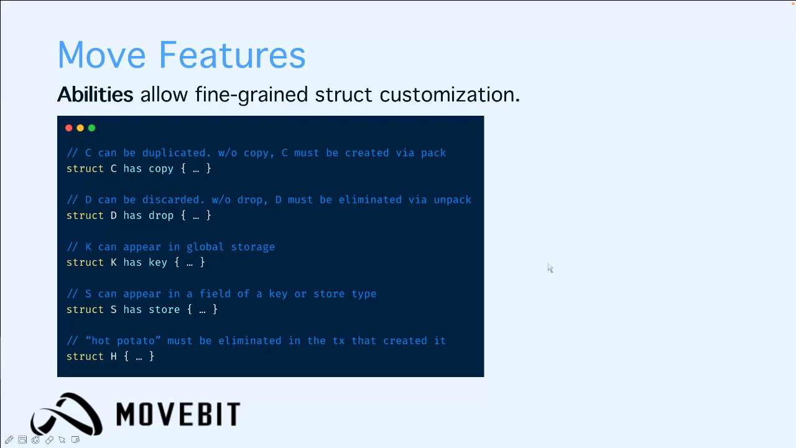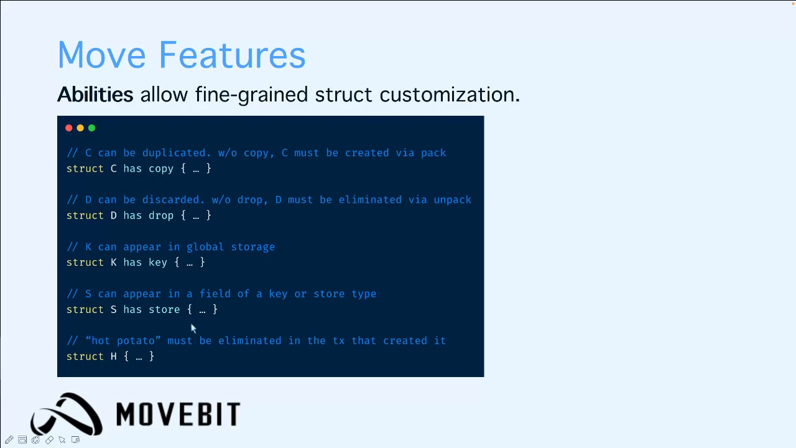As you can see here, if a structure C has the copy ability, then C can be duplicated, and without copy, C must be created via pack. If a structure D has the drop ability, then D can be discarded. Without drop, D must be eliminated via unpack. If structure K has the key ability, then K can appear in global storage. And structure S has the store ability, which means S can appear in a field of a key or store type.